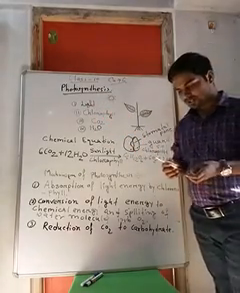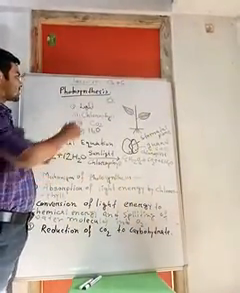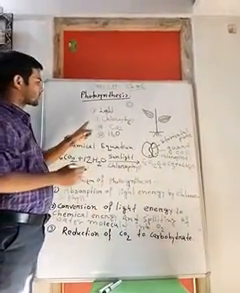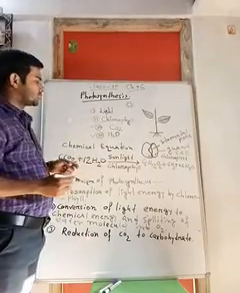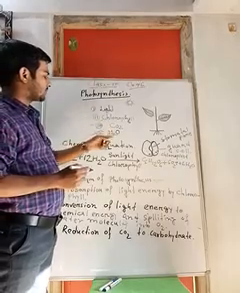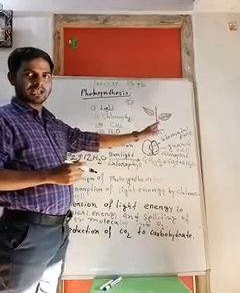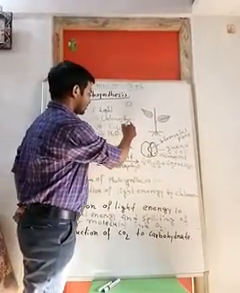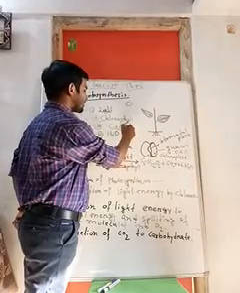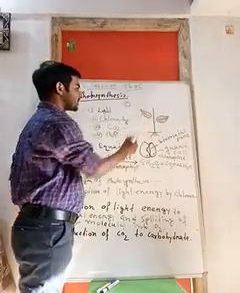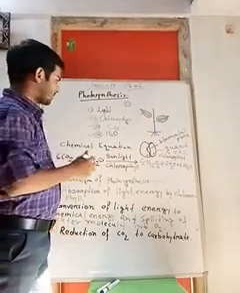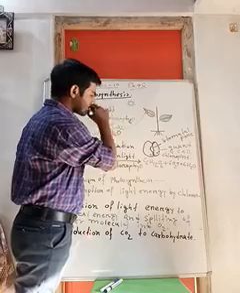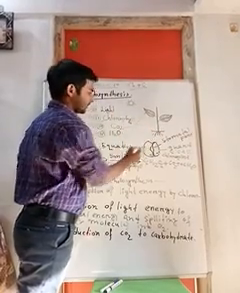So what are the raw materials used during photosynthesis? That means first is light, then chlorophyll, then carbon dioxide, then water. From where do the plants collect their raw materials? Carbon dioxide is collected from the environment via the stomata of the leaf, and water is collected from the soil.